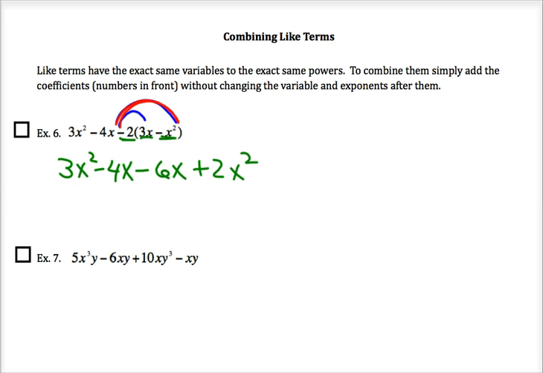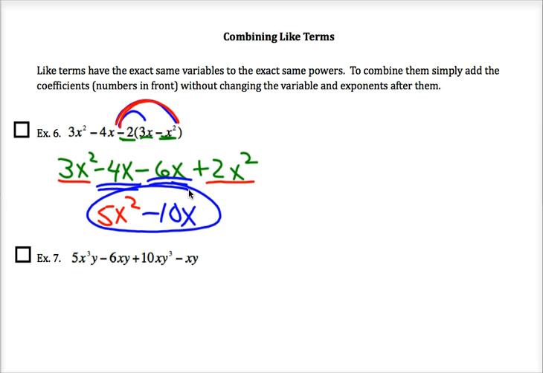Now we have the like terms. 3x squared goes with 2x squared. That gets you 5x squared. You don't change the exponents. It's like if you have 3 of something and I have 2 of something, together we have 5 of that something. 3x squared, so it's having 3 of some number. 2x squared, so it's having 2 of some number. You put them together, you get 5 of that number. And then we'll go ahead and put the -4x and the -6x to get -10x. So there's our answer, 5x squared minus 10x.